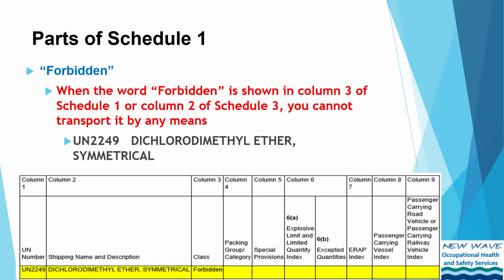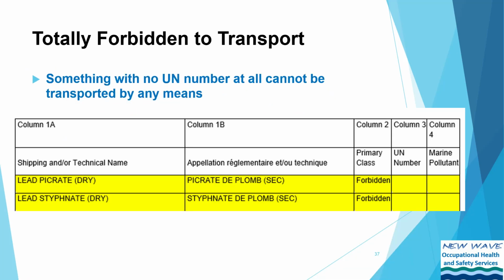Schedules 1 and 3 often include the word forbidden at various places. When the word forbidden is shown in column 3 of Schedule 1 or column 2 of Schedule 3, you cannot transport it. For example, dichloromethyl ether cannot be transported by any means. As well, something with no UN number at all cannot be transported by any means.